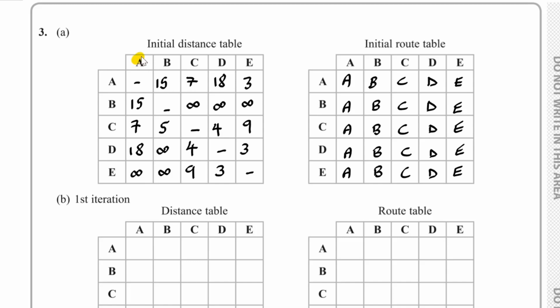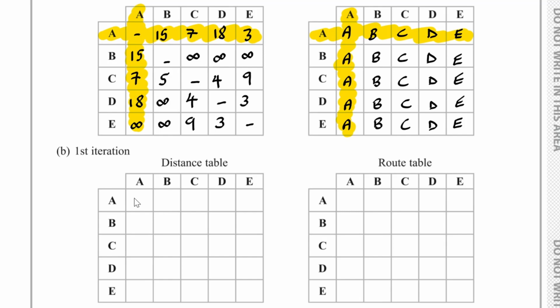Perhaps if you highlight that, we will look at this A to begin with and highlight the corresponding entries in the initial route table. Now, what we have highlighted will remain the same for our first iteration. That's quite important. So we have a dash, a 15, a 7, an 18, an infinity, a 15, a 7, an 18, and a 3. And the letters also remain the same.